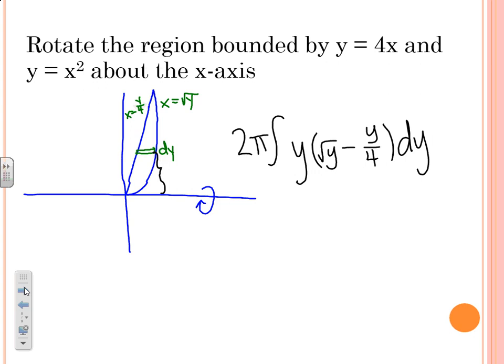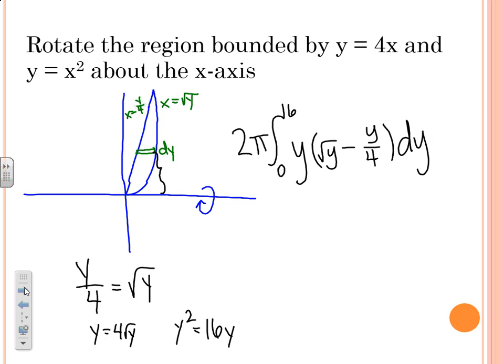Limits of integration. Hold on. Some of you know, some of you don't. First of all, we have to be in terms of y. So it's easy for us to want to say 0 to 4. It's not. It's 0 to 16. If you don't see that right away, we need y over 4 to equal radical y, and then we would need to solve that out. What I would probably do is write y equals 4 radical y, or y squared equals 16y, and figure it out from there.